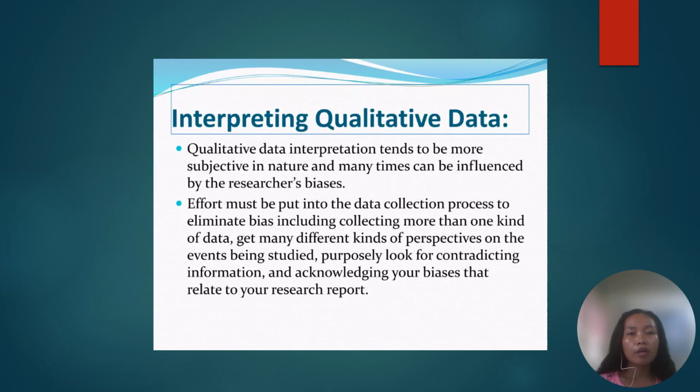So this is how you're going to interpret qualitative data. Qualitative data interpretation tends to be more subjective in nature and many times can be influenced by researchers' biases. Effort must be put into the data collection process to eliminate bias, including collecting more than one kind of data. Get many different kinds of perspectives on the events being studied purposely. Look for contradicting information, acknowledging your biases that relate to your research report.